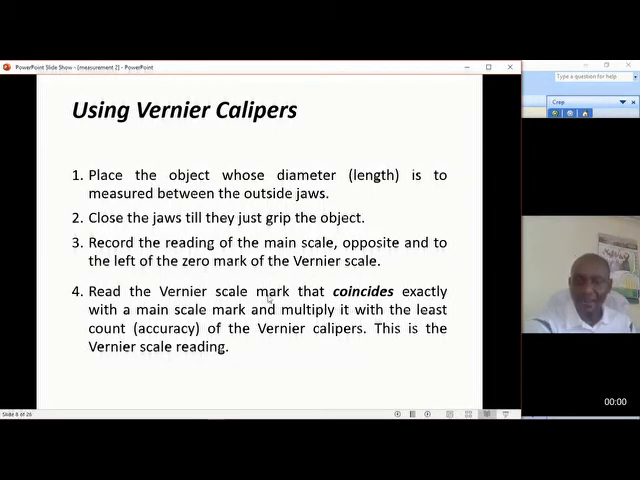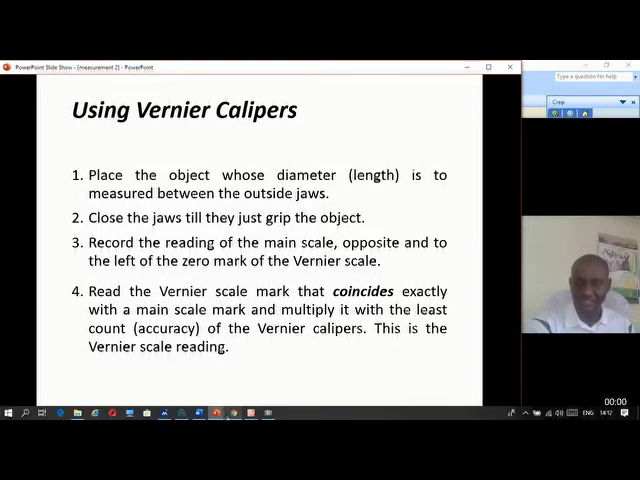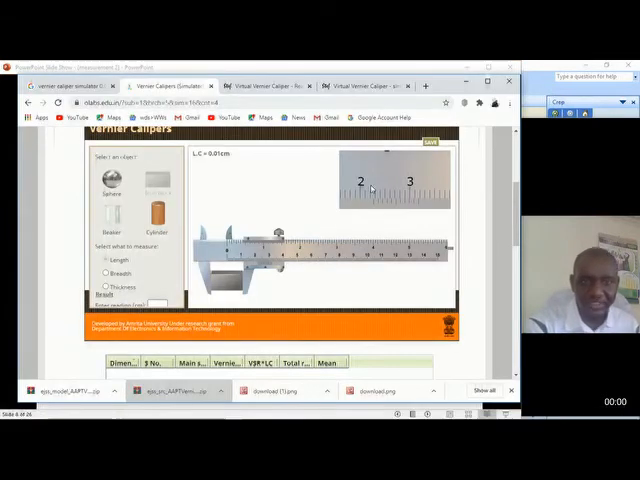Read the vernier scale mark that coincides exactly with a main scale mark and multiply it with the least count. This is called the vernier scale reading. So you go to the vernier scale, you look at the divisions until you find a division which coincides with this one and makes a straight line. To me, it will be this one here. If you count 1, 2, 3, 4, 5, 6, 7, you have 7. You multiply 7 by the least count, 0.01. It will be 0.07.